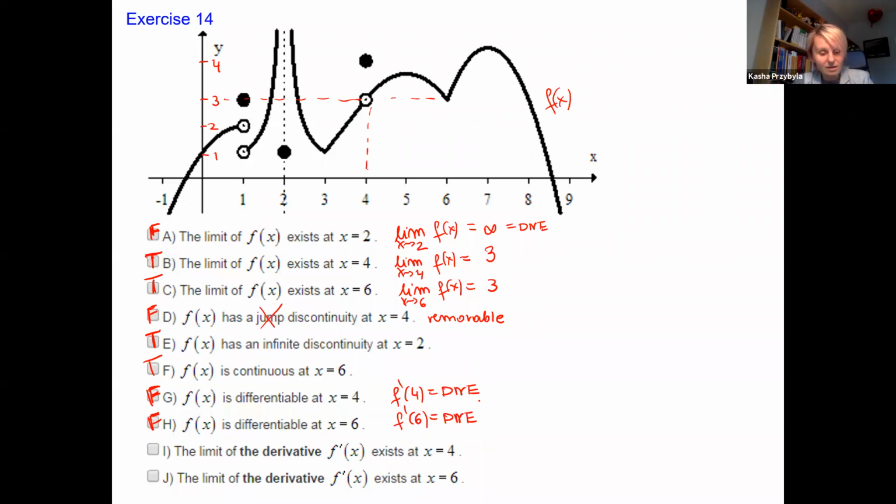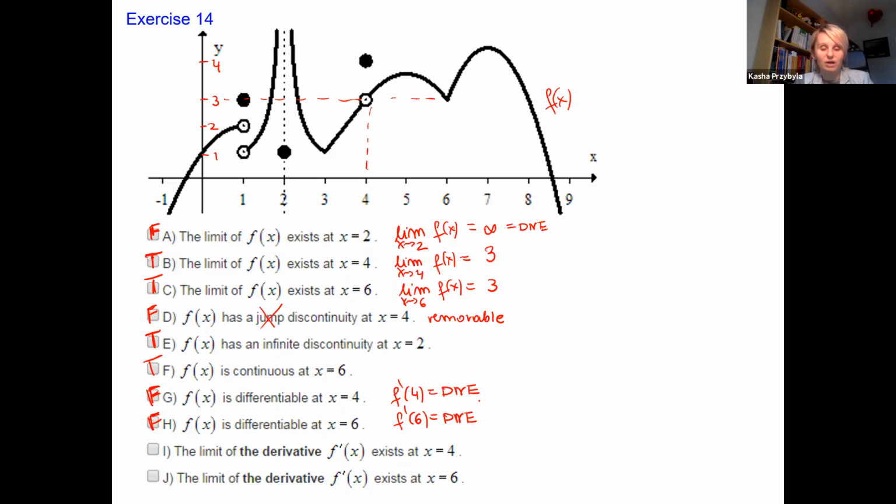Okay, and then statements I and J are a little bit confusing, but let's answer them. The previous ones were typical, but let's see this one. The limit of the derivative, f prime, exists at 4.